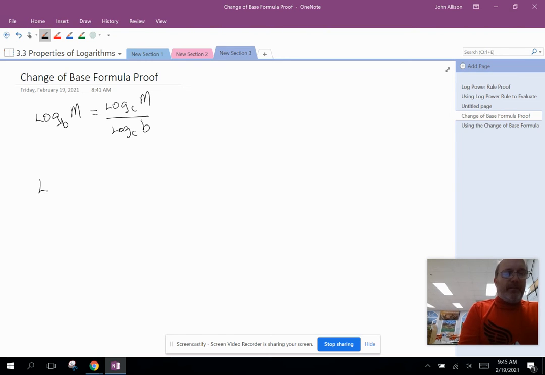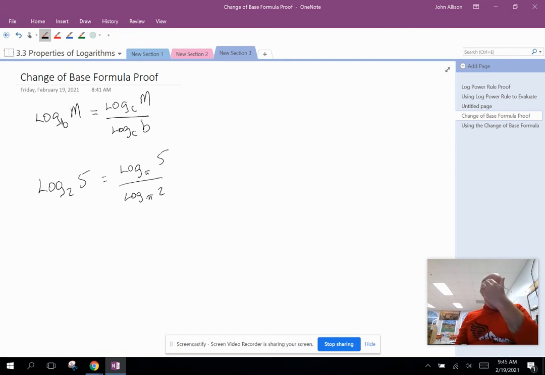That means that I can write log base 2 of 5 as log base pi of 5 over log base pi of 2. If you have a calculator with a new operating system, you can type that in and validate that. You can put it into Wolfram Alpha or something like that, put those in and see that they're equivalent forms.